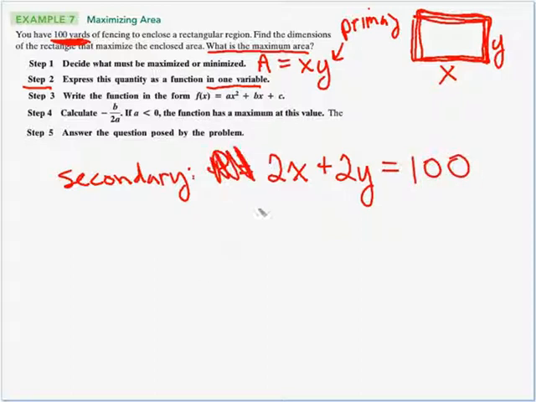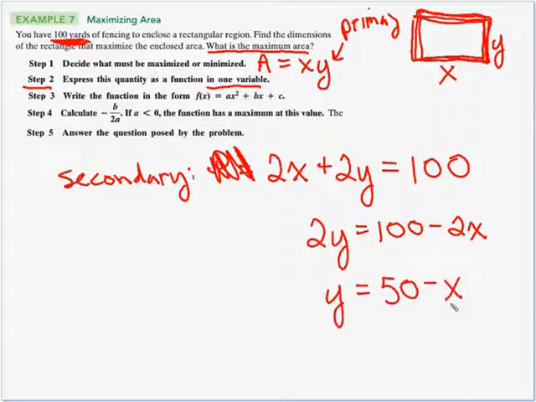All right. Now at this point, we want to solve for one variable or the other. Doesn't matter. You can't go wrong at this part. We could solve for x or solve for y. I'm just going to solve for y. So to get y by itself, I'm going to subtract 2x from each side. And now I'm going to divide each term by 2. Y equals 50 minus x.